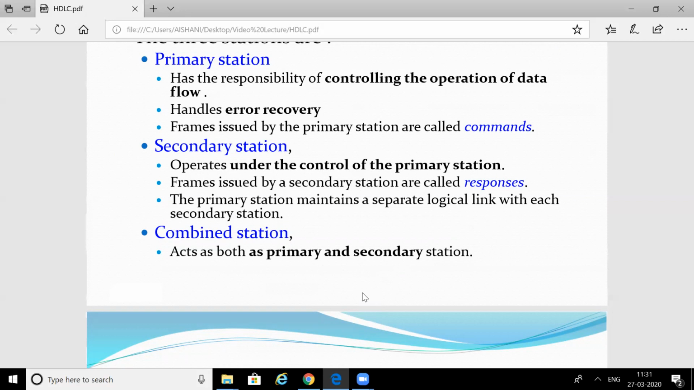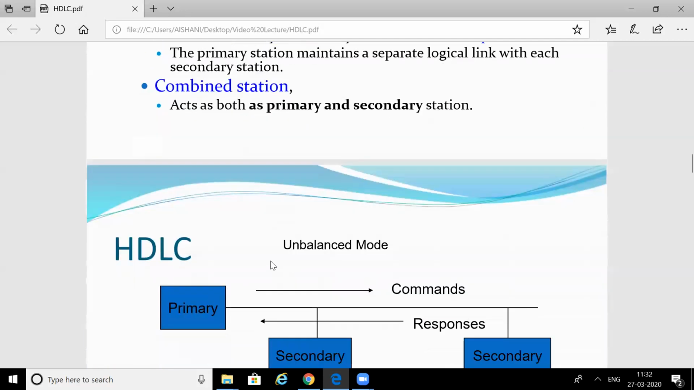And the third type of station is the combined station, which can work both as primary and secondary. So there is no such segregation in this type of station that it is a primary or secondary station. The combined station can do the job of primary as well as secondary.